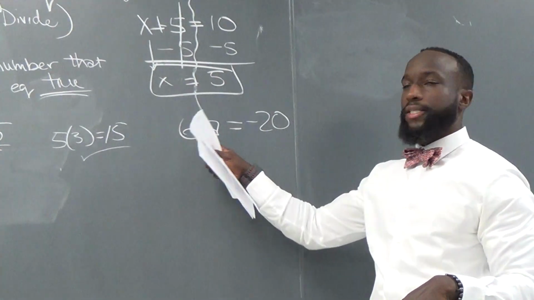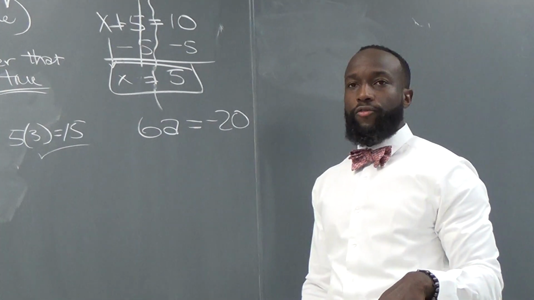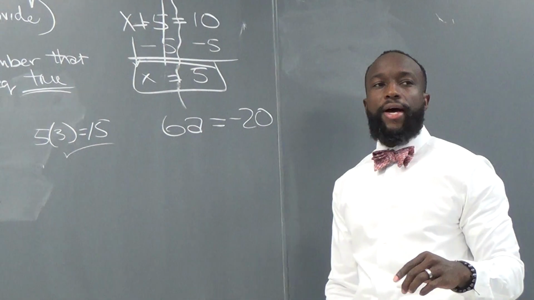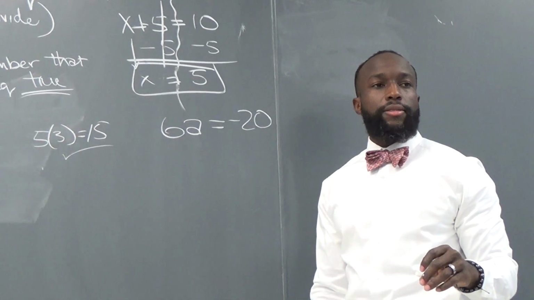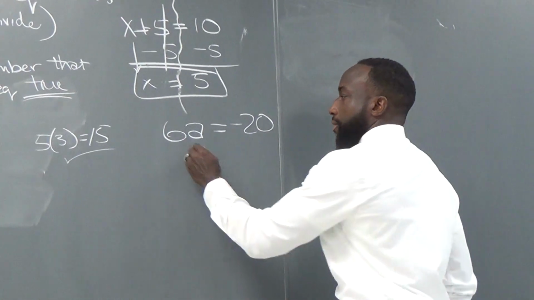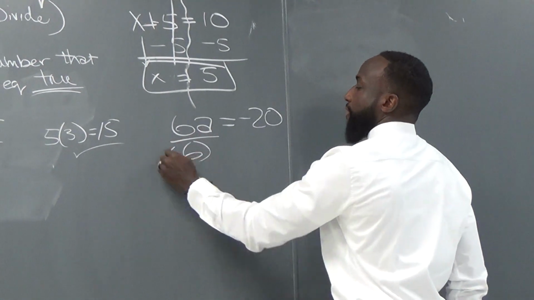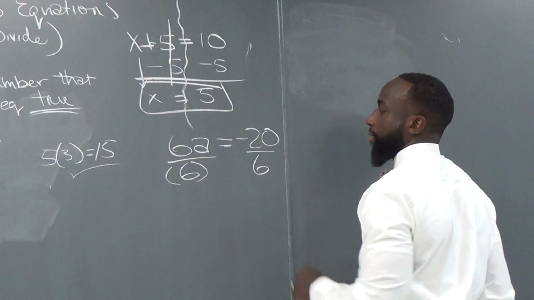The opposite of 6 times a would be what? Division. Division of what? What are you dividing? You divide by 6. Cindy, what are you dividing? 6 divided by 6 and 6 divided by 20. Right, so you divide by 6 and then you divide this one as well.